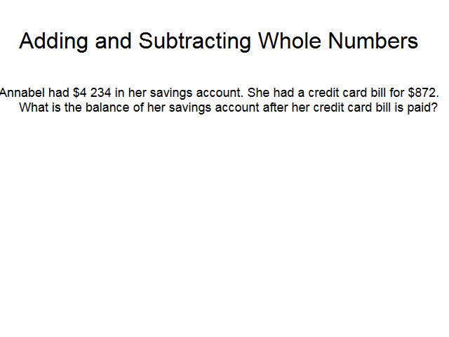Annabelle had $4,234 in her savings account. She had a credit card bill for $872. What is the balance of her savings account after the credit card bill is paid? Now there's no key words here as such, but we know that paying credit card bills usually lowers your bank account. So we know that it's going to be a subtraction. So it's 4,234 subtract 872.